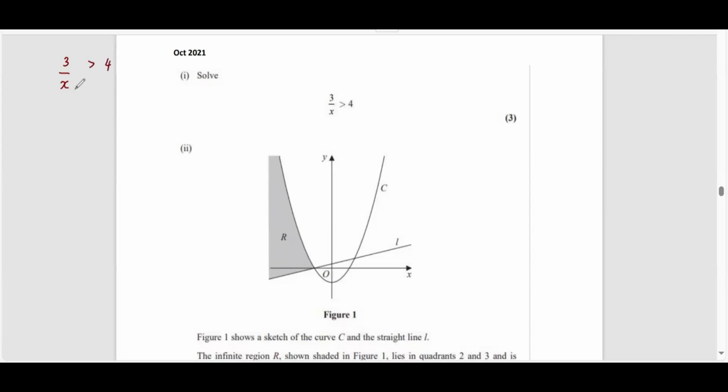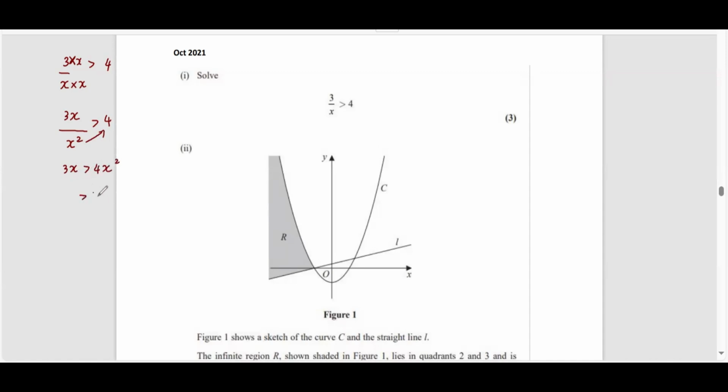Whenever we have a fraction in an inequality, what we'll do is we'll multiply the numerator and denominator with the denominator. So x multiplied by x, 3 multiplied by x. So 3 multiplied by x is 3x. x into x is x square, is greater than 4. When we cross multiply this, we will get 3x is greater than 4x square.